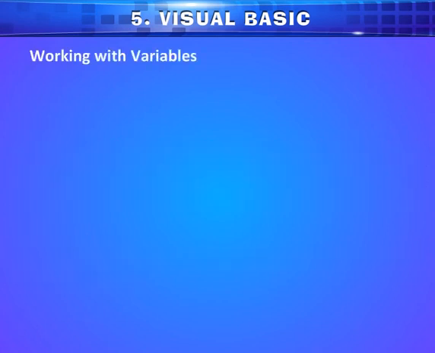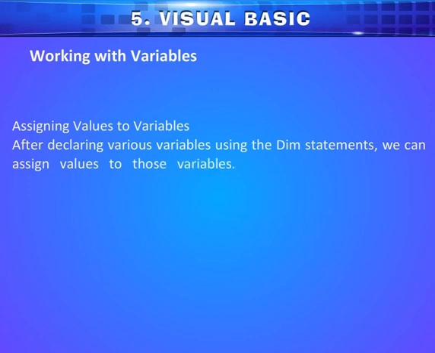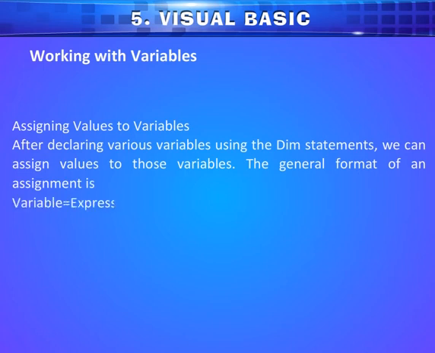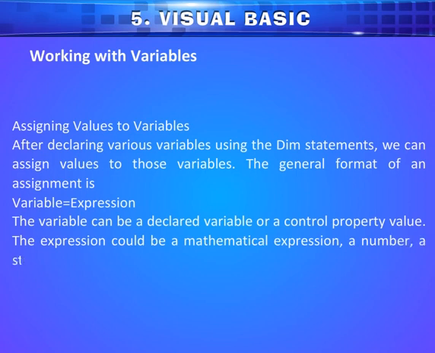Working with variables. Assigning values to variables. After declaring various variables using the Dim statement, we can assign values to those variables. The general format of an assignment is variable = expression. The variable can be a declared variable or a control property value. The expression could be a mathematical expression, a number, a string, a boolean value, true or false, and etc.